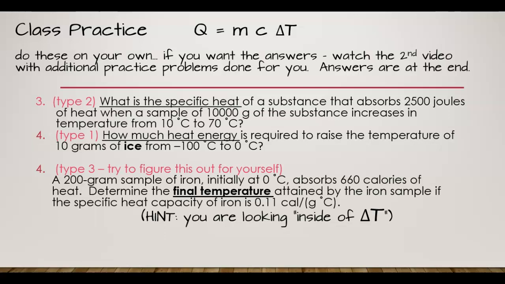The hint is you're going to have to pull delta T apart because you're looking for the final temperature. So it's the same thing. You're given your grams, you're given your Q, you're even given the heat capacity of iron. This is in calories per gram. So what you have to do is take the delta T, which is the final minus the initial. So you're going to solve for delta T, then you're going to actually have to solve for the final temperature.